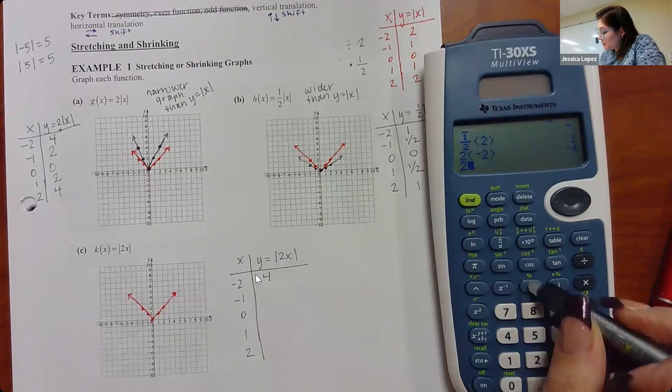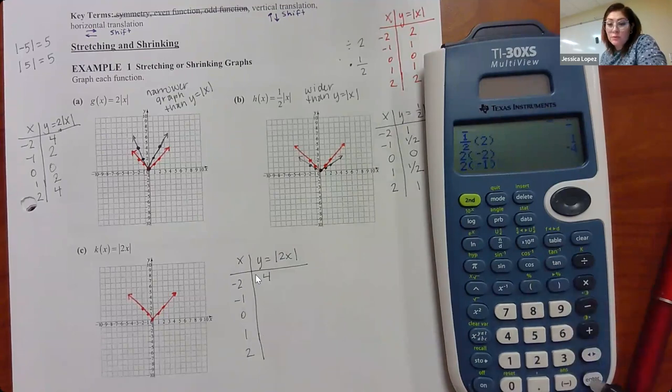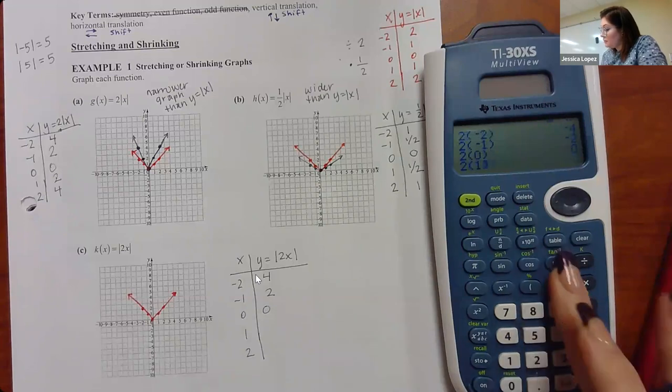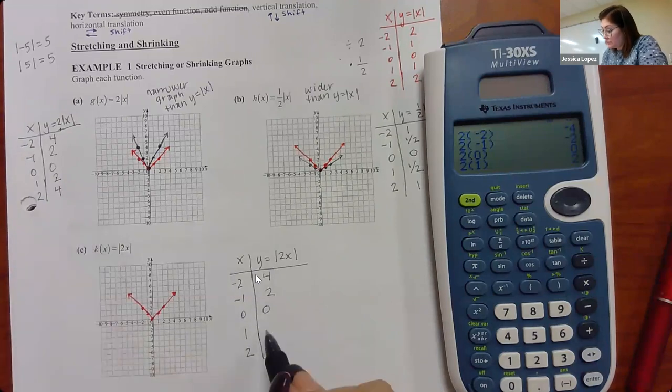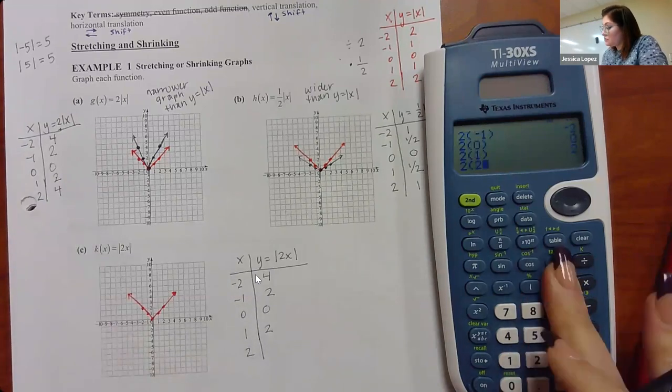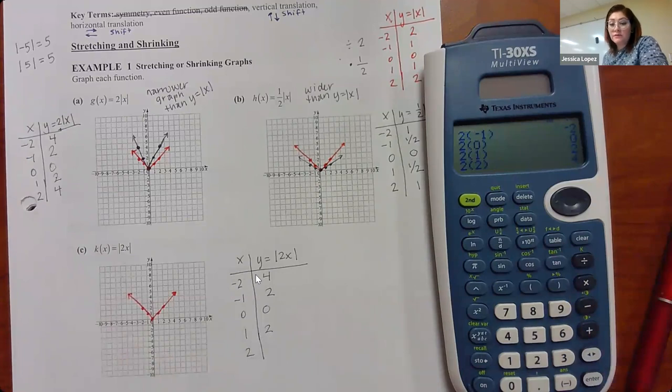And the same thing, when I plug in negative 1 and I multiply by 2, I get negative 2, but I'm taking the absolute value of that negative 2, so it turns into positive 2. When you do 2 times 0, though, you get 0, and the absolute value of 0 is 0. And then 2 times 1 is 2, and the absolute value of 2 is also 2. And then 2 times 2, which is 4, and the absolute value of that 4 is 4.